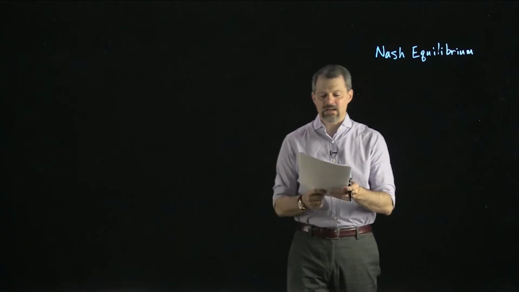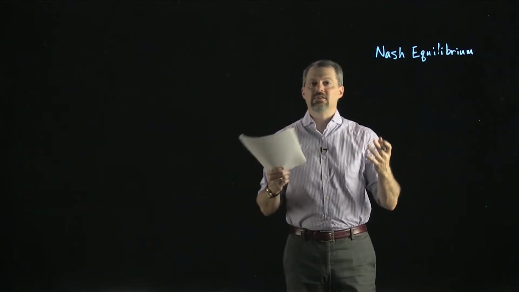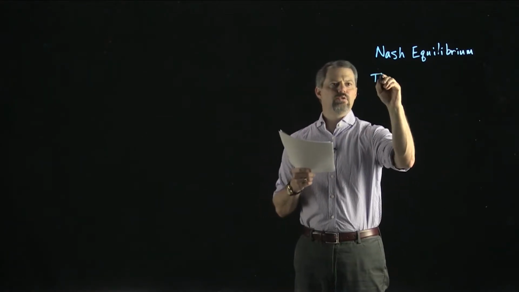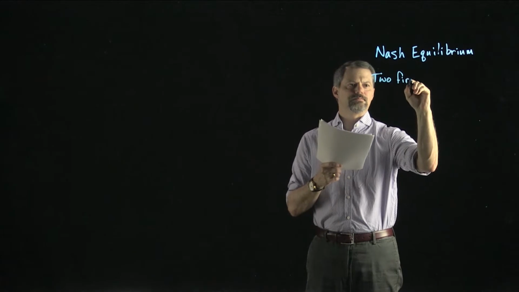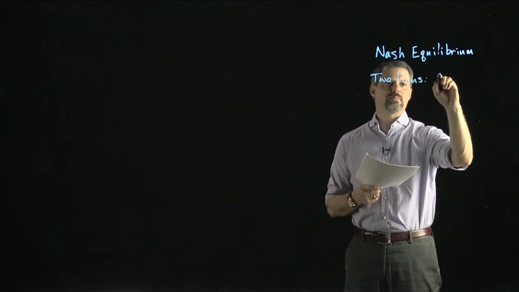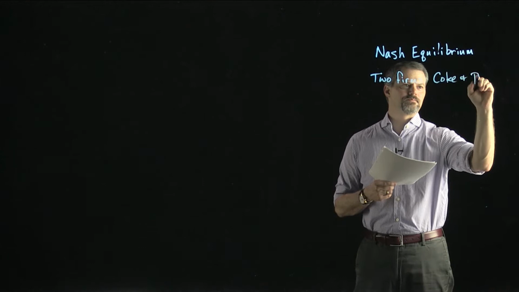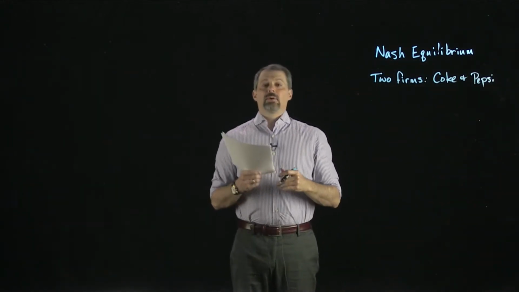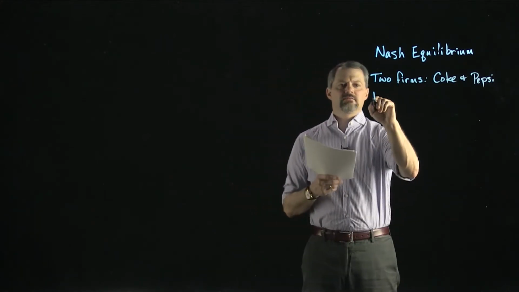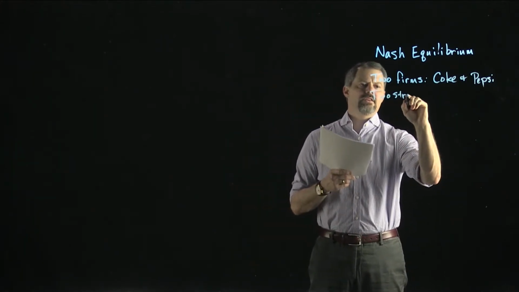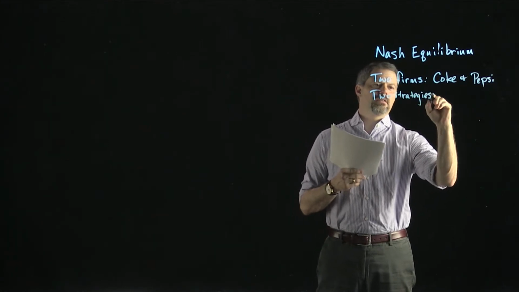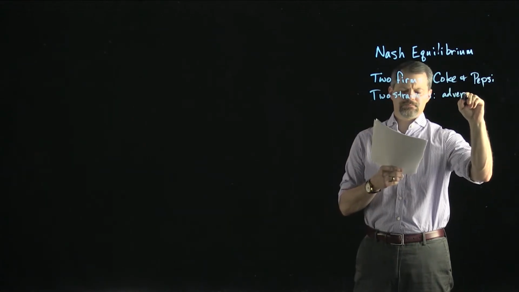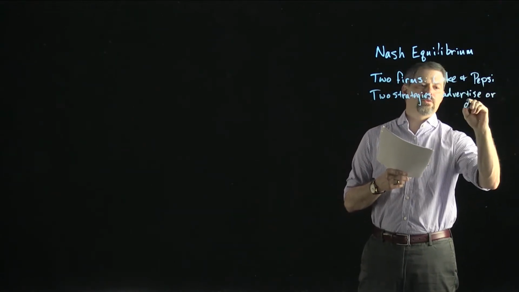Let's go through a quick example of that, and this will give us an opportunity to review some game theory stuff. So let's think about two firms. Suppose we have two firms, and our two firms are going to be Coke and Pepsi competing against each other. Let's suppose that the two firms have two strategies, and those two strategies are going to be to either advertise or don't advertise.